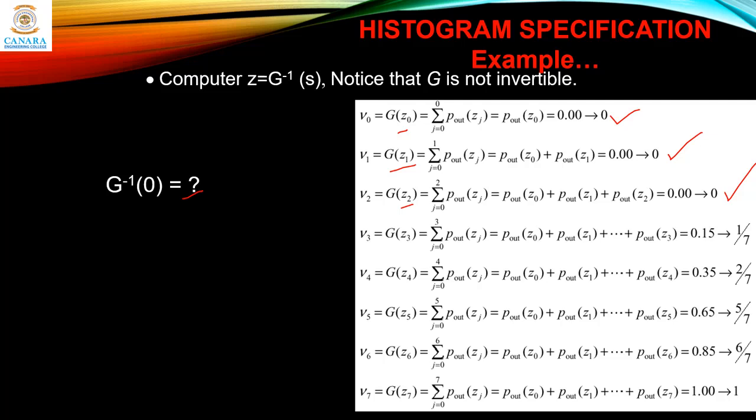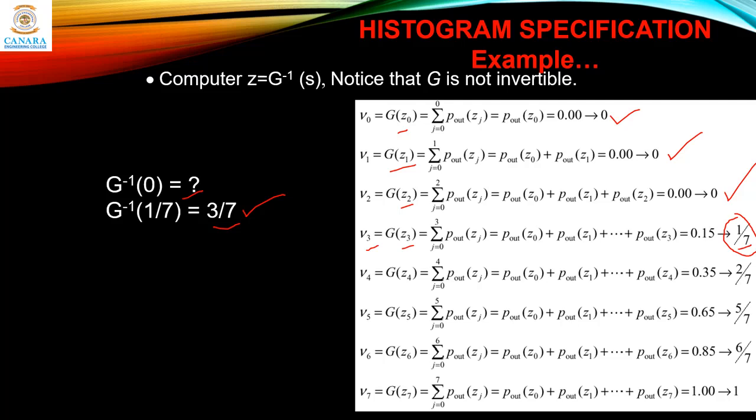Next one, after 0 it is level 1 by 7. 1 by 7 is mapping to z3 or v3 here, so we can write it as g inverse of 1 by 7 is equal to level 3 by 7. Okay, so how to interpret this: level 3 by 7 will acquire the values of 1 by 7, since we are doing the inverse transformation.